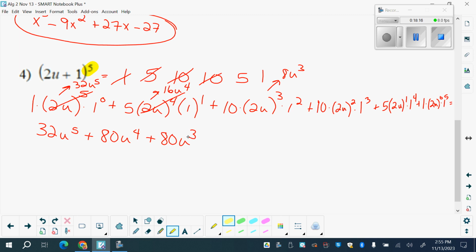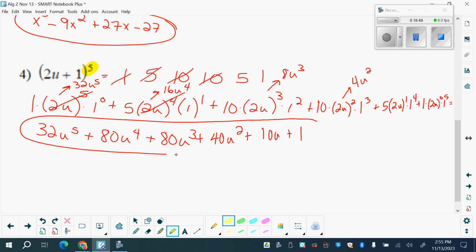So we don't need to multiply that by a number. Just times 1. So then 2u quantity squared, 4u squared. And then this would be 10u. And then the last term is going to be 1. And that's your final answer.